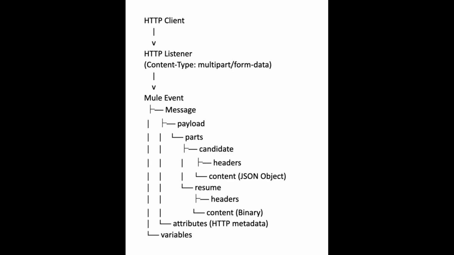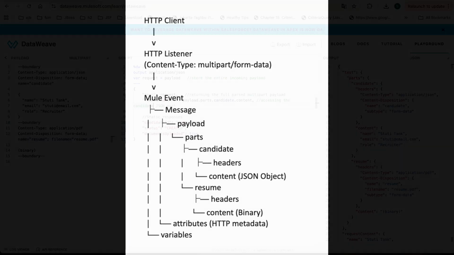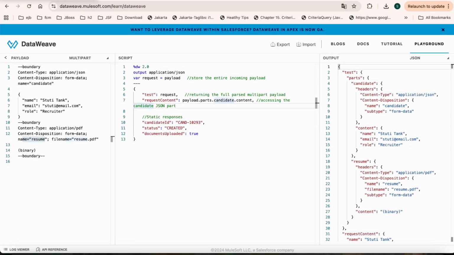Once this request hits the HTTP listener, MuleSoft automatically detects the multipart content type. We don't need to split boundaries or write any custom parsing logic. Mule converts the request into a structured object called payload.parts. Each multipart section becomes a part, and every part has headers and content. The JSON part is automatically parsed into an object, while the file remains as binary.